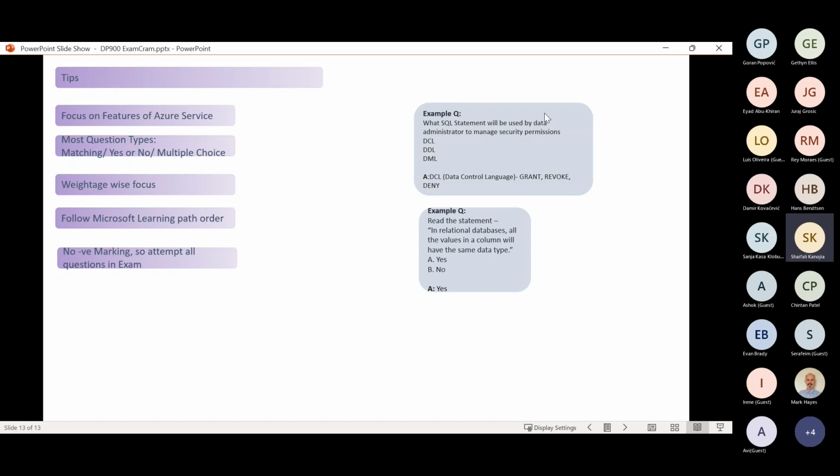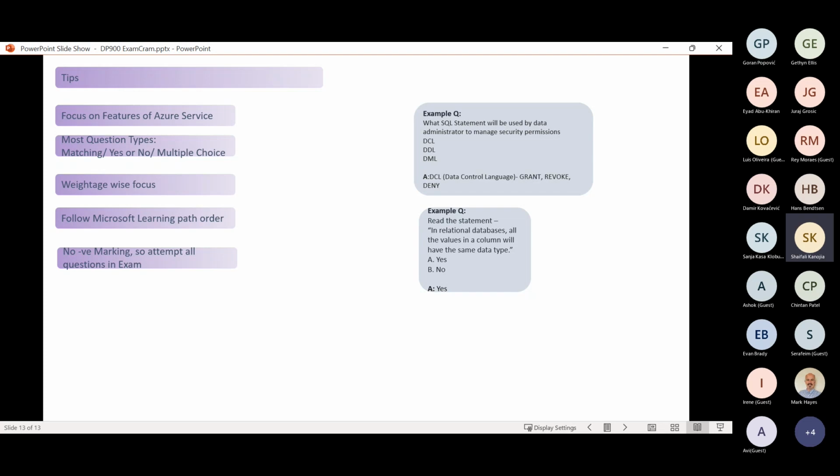So then I forgot to talk about the example question. Talking about the focus on features, why? For example, the question is: what SQL statement will be used by an administrator to manage security permissions? The options they gave are DCL, DDL, DML. Firstly, we need to know conceptually what DCL, DDL, DML are. If we know that, great. But after that, we need to know the features of DCL. The permissions that come under DCL are grant, revoke, and deny.